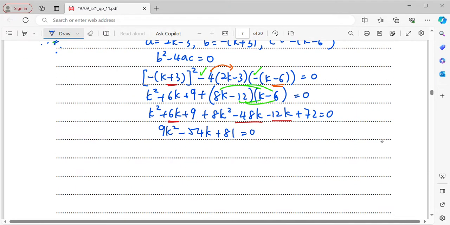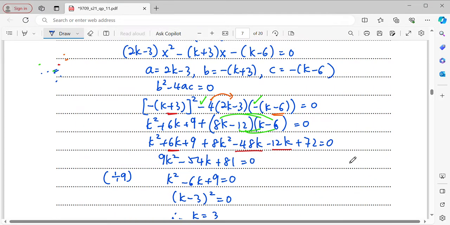Before I solve this quadratic equation, I notice that the whole equation can be divided by 9. So I divide by 9 first. It will be k squared minus 6k plus 9 equals to 0. And then this can be factorized. It will be k minus 3 squared equals to 0. You must only get the repeated factor because of tangent. Only one root is allowed here. Hence, my k is going to be 3. So this is the solution for this question.